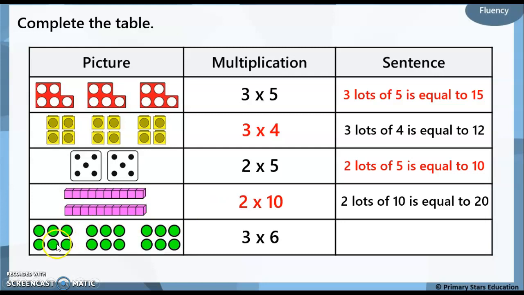Finally, we've got 3 lots of 6, so it'll be 3 lots of 6 is equal to 18. It's hard to know your 6 times tables. You can skip count in 2s, 2, 4, 6, 8, 10, 12, 14, 16, 18, or you can do your 3s, as long as you know that it's equal to 18.